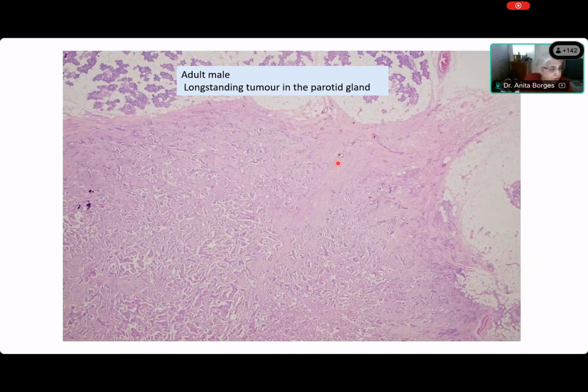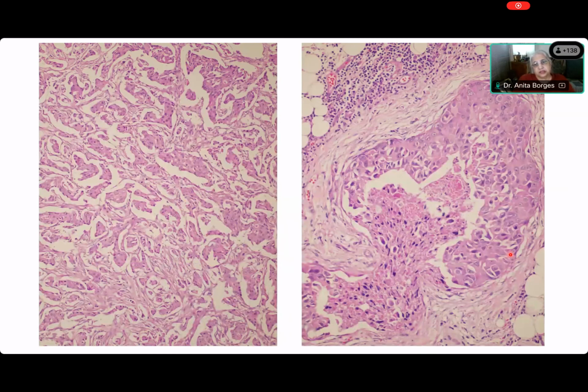All right, now come on, Akshara. Adult male, long-standing tumor in the parotid gland. So what do you see over here? I'm seeing a poorly circumscribed lesion. Yes, excellent, it's a very poorly circumscribed lesion, which shows some fibrous tissue. It's getting into the adipose tissue, no? Yes, you can see that there's adipose tissue on the right, and there's the salivary gland, the parotid gland, on the top. And you see some cells in trabeculae and cords and forming ill-formed glands, right? So you know what it looks like. So a very quick description. What would you say?